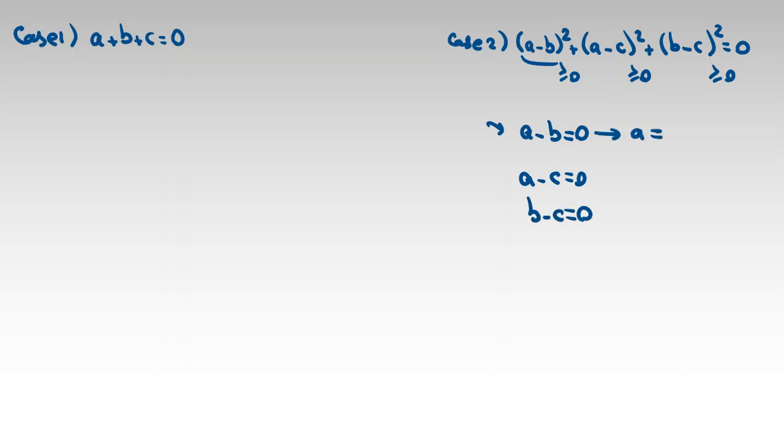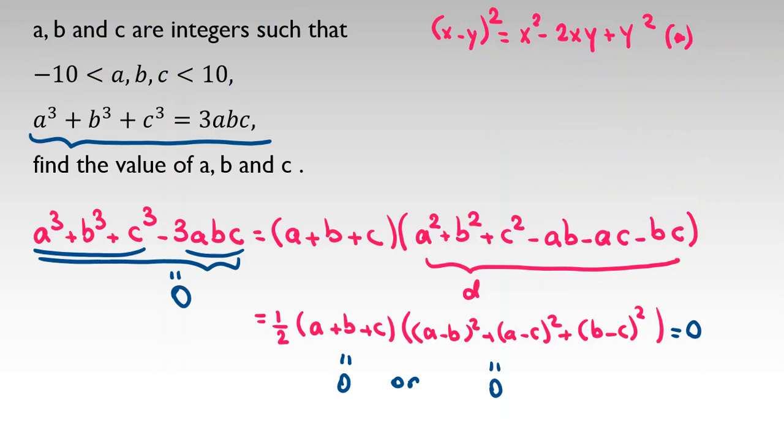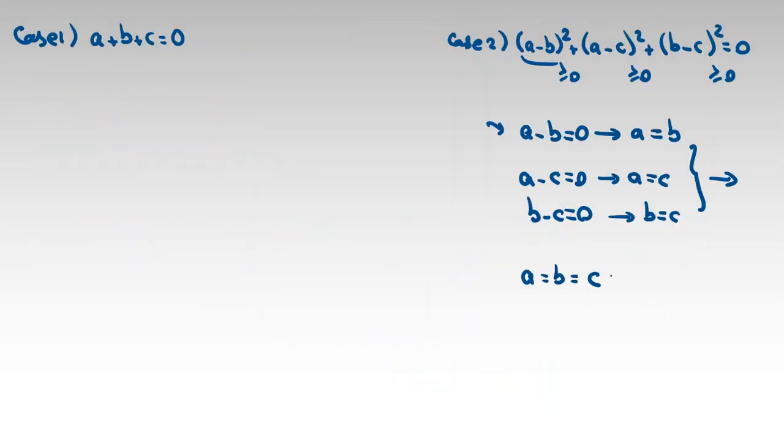From the first one, a equal to b. From the second one, a equal to c. From the last one, b equal to c. If we combine all these results, we conclude A equal to B equal to C. And from the assumption, A, B, C are integers between -10 and 10. So the value can be a maximum of 9, 8, 7, down to -9. So 9 positive, 9 negative, plus 1 for 0. It will be 19 answers here.